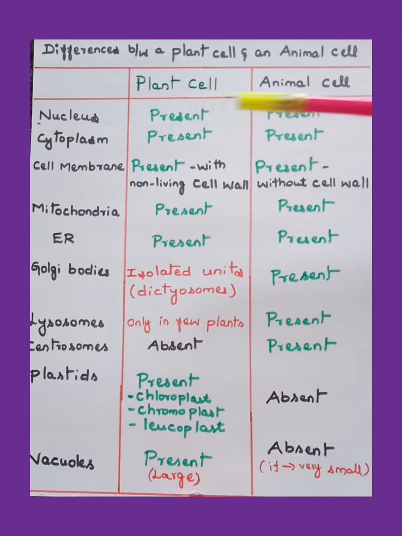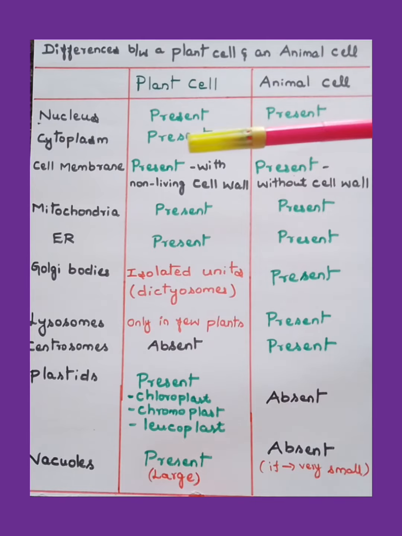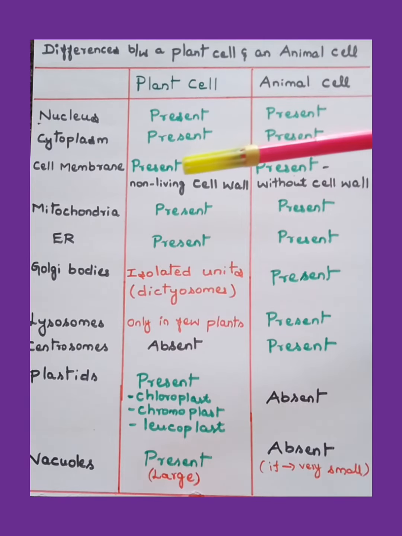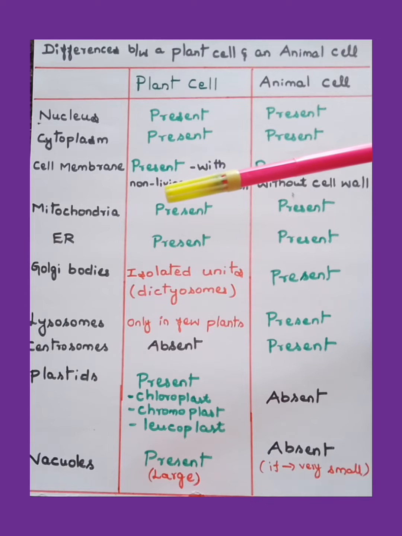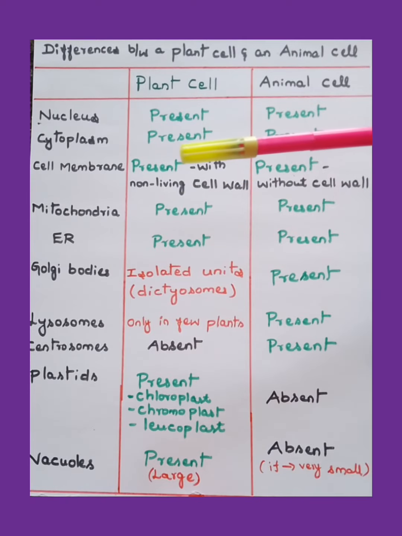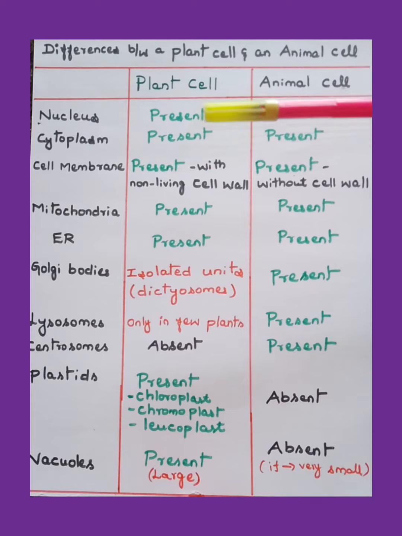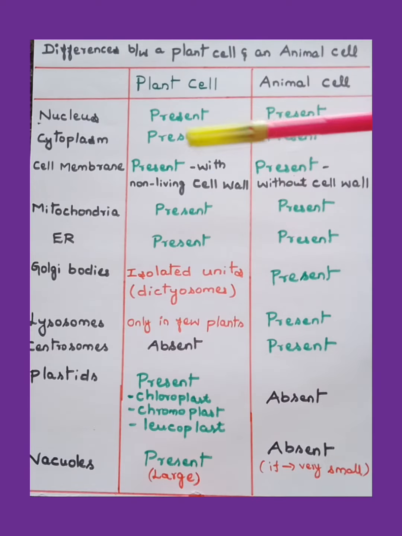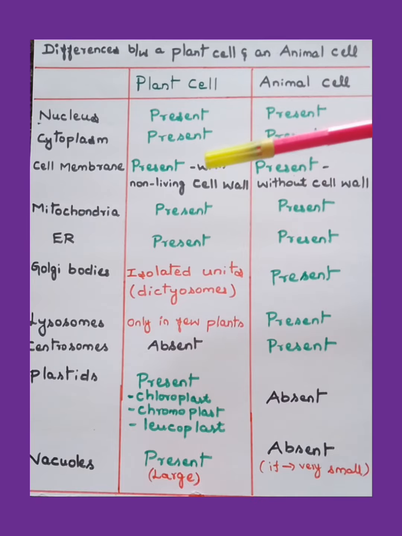First one, nucleus. Nucleus is present both in plant cell and animal cell. Next one is cytoplasm. As we are discussing cell organelles, you must recall this cytoplasm. Cytoplasm is the colorless liquid present in the cells, and it is present both in plant cell and animal cell. Next is cell membrane, the cover. It is present both in plant cell and animal cell, but in case of plant cell there is also a non-living cell wall. In animal cell, the cell membrane is present without a cell wall.